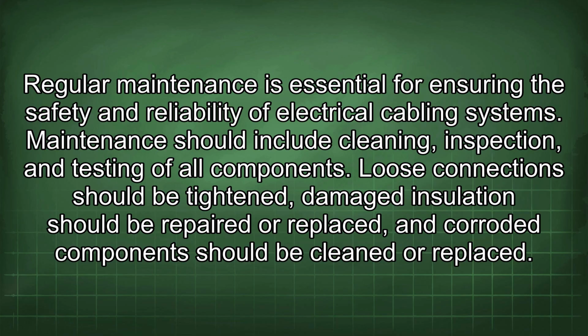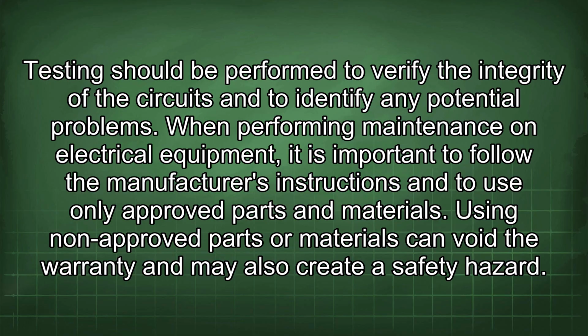Regular maintenance is essential for ensuring the safety and reliability of electrical cabling systems. Maintenance should include cleaning, inspection, and testing of all components. Loose connections should be tightened, damaged insulation should be repaired or replaced, and corroded components should be cleaned or replaced. Testing should be performed to verify the integrity of the circuits and to identify any potential problems.